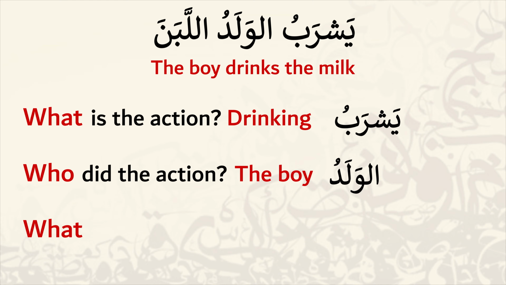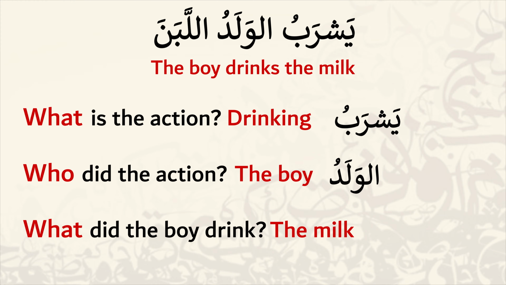Now the last question, what? What did the boy drink? So here we ask about whatever receives the action of the verb. The answer is he drinks the milk, اللبن. So اللبن is the direct object, المفعول به.